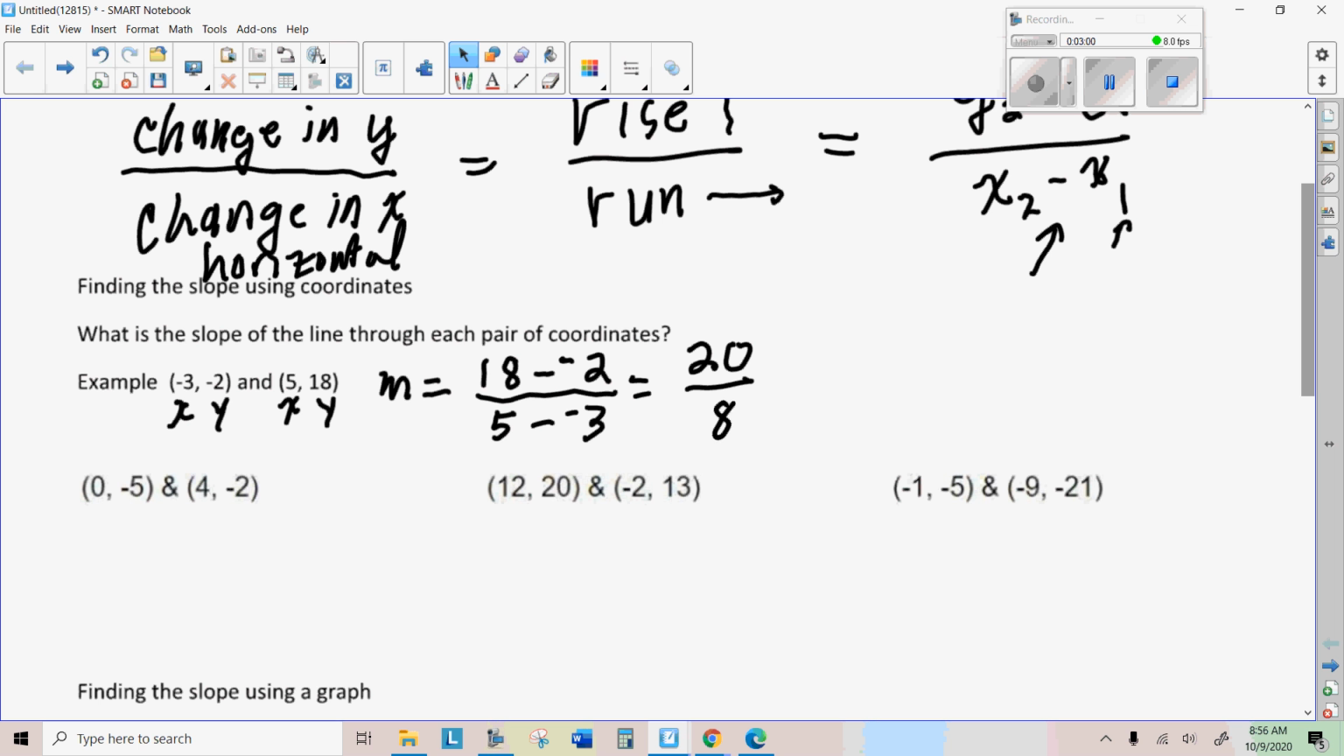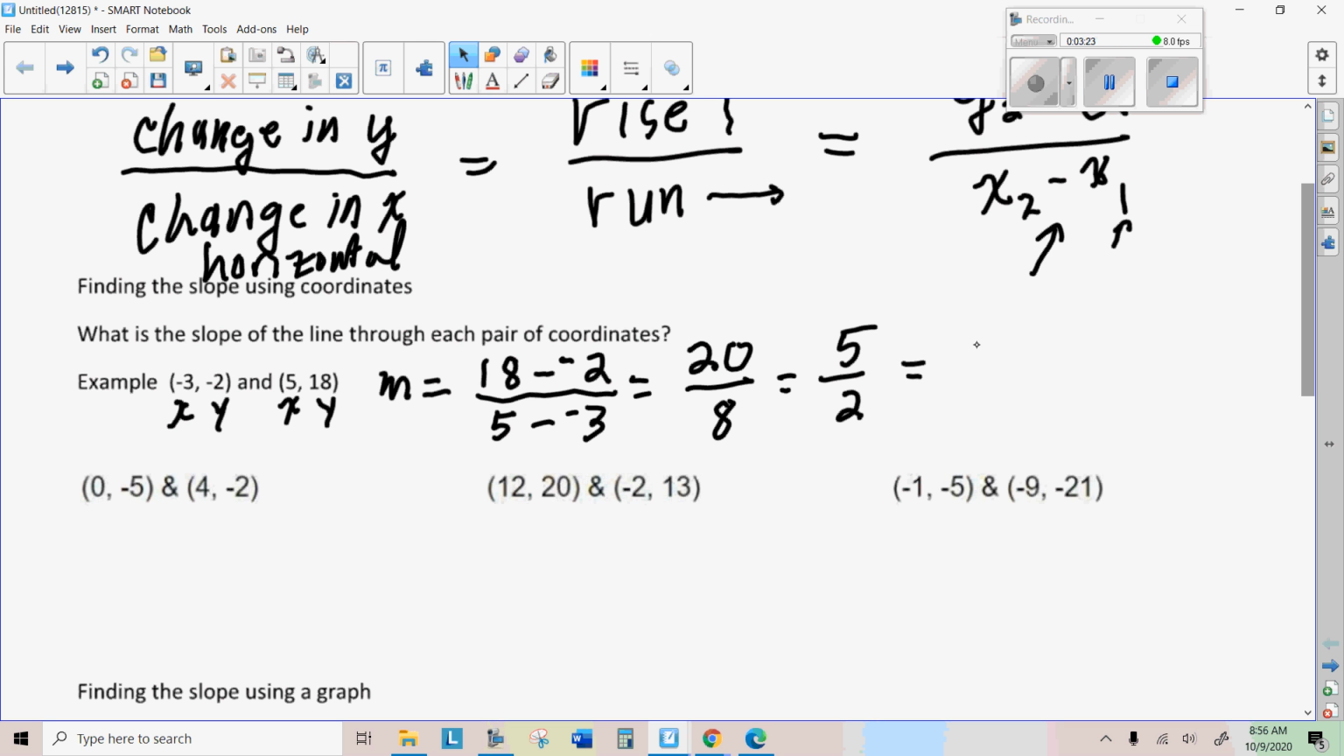And that's 8. Now, a lot of times we like to leave our slope as a fraction. That way we can see the rise and run. It's a little more useful. So I'm going to just simplify this fraction. I noticed that 4 would go into both of them. So if I divide 20 by 4, I get 5. And 8 divided by 4 is 2. So my slope is 5 over 2.